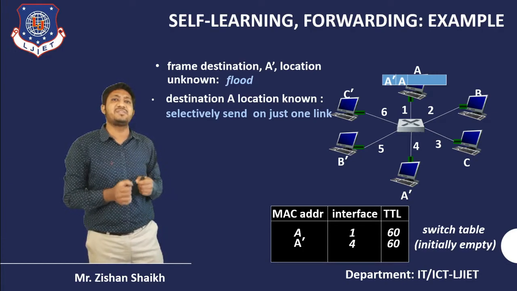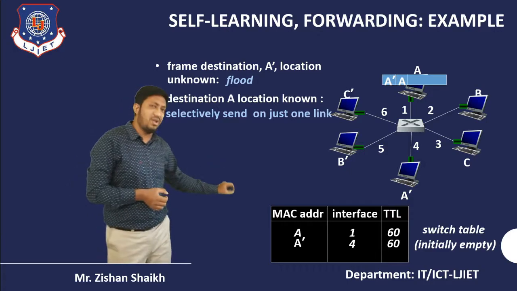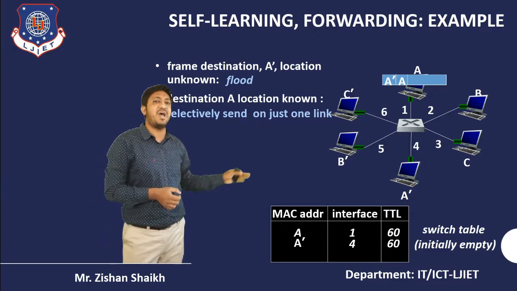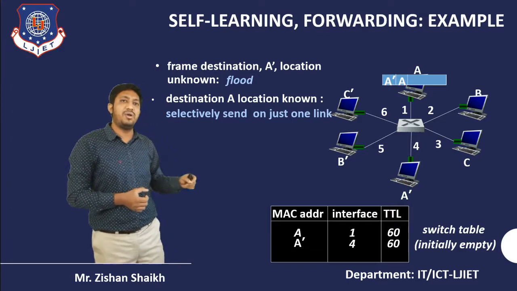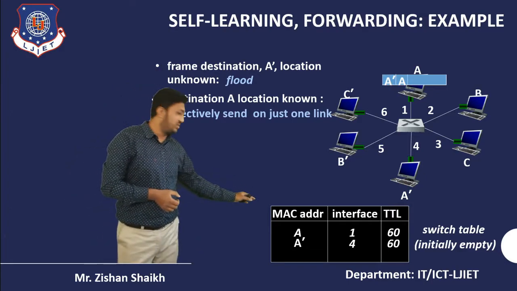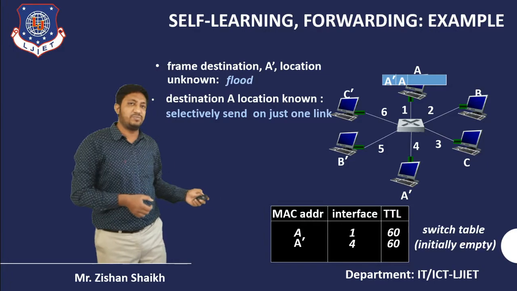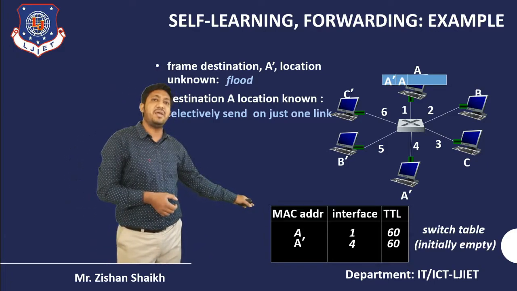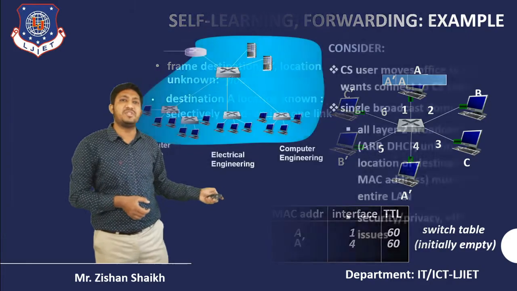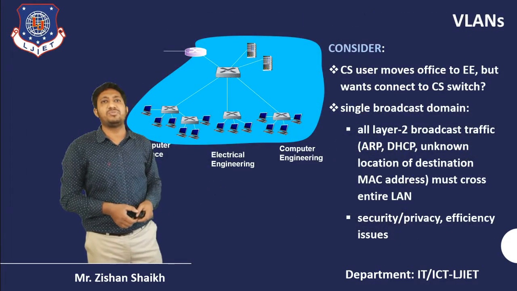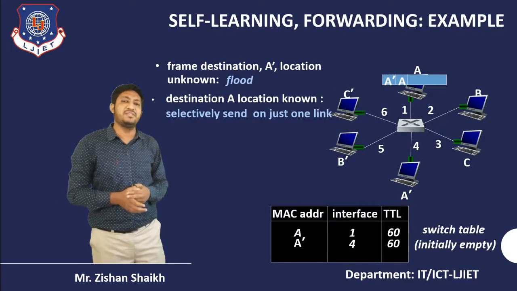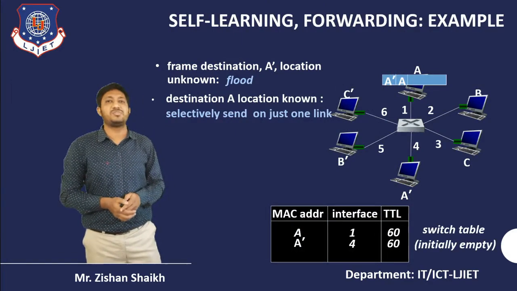So this is selectively sent, by this one particular link. All the other links, B dash, C dash, B, C, are not generating the output. Only the dedicated machine generates the response. That response will be maintained in our switch table, and then from that table it generates the output. So this is all about the self-learning forwarding mechanism maintained by our Ethernet switch.